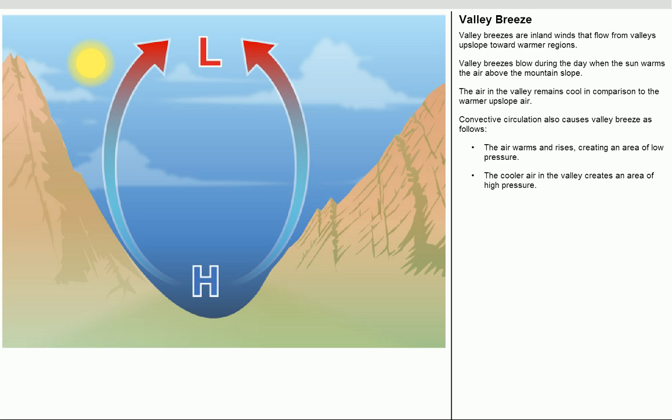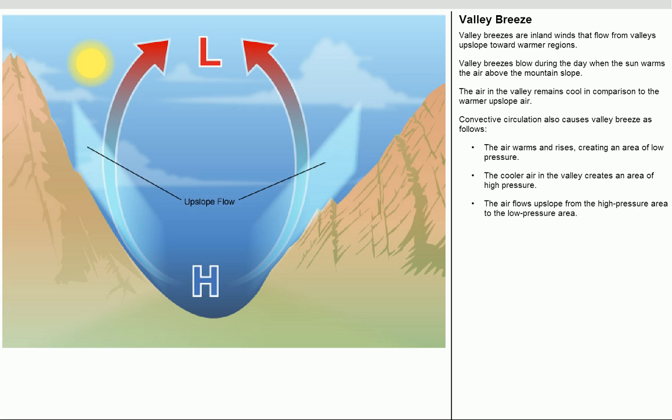As the sun warms mountain slopes during the day, the adjacent air warms and rises, creating an area of low pressure. The air in the valley remains cooler, and as the upslope air rises, the air lower in the valley becomes denser by comparison, creating an area of high pressure. The low-pressure area draws the cooler, denser air in the valley upslope from the area of high pressure.